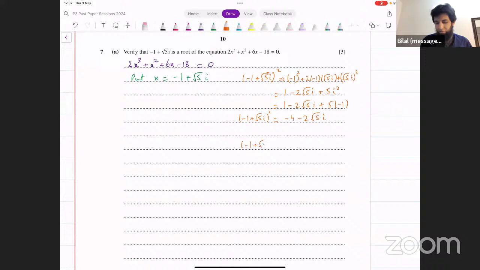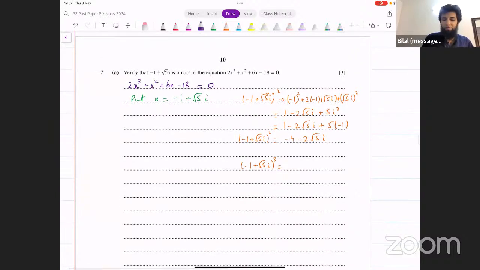(-1 + √5 i) whole cube. What is that going to be? You can either use binomial expansion here if you want, or some of you might remember that formula directly, just like we have (a + b) whole squared, that's a squared plus 2ab plus b squared.